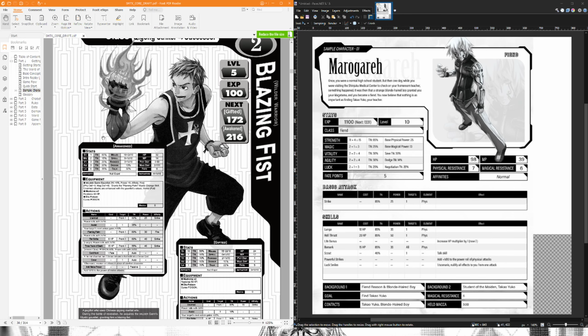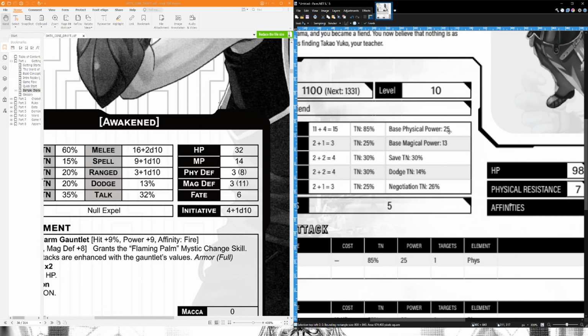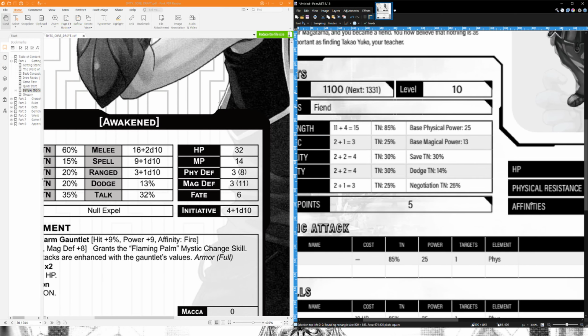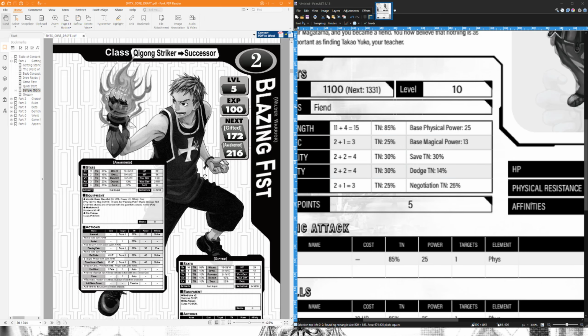You may also notice here in this middle section, it's different than on this section. Here they have physical power, and then they have like the save TN, dodge TN, all that stuff. But here we have melee power, spell power, or magical power, and then ranged power, which is used for ranged attacks. If you're shooting with a gun, doing a bow, for needle-based attacks like arid needle, stun needle, those kind of things that demons typically have.